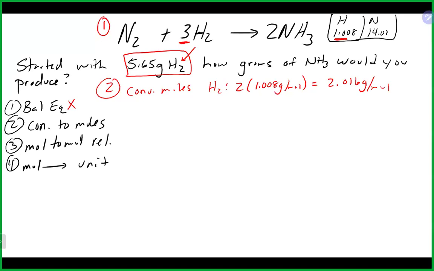We're going to use that really as a conversion factor. So we're going to start with what was given to us, 5.65 grams of H2. We'll pop it over 1. We could hopefully clearly see grams are up on top, and we want to get rid of them.